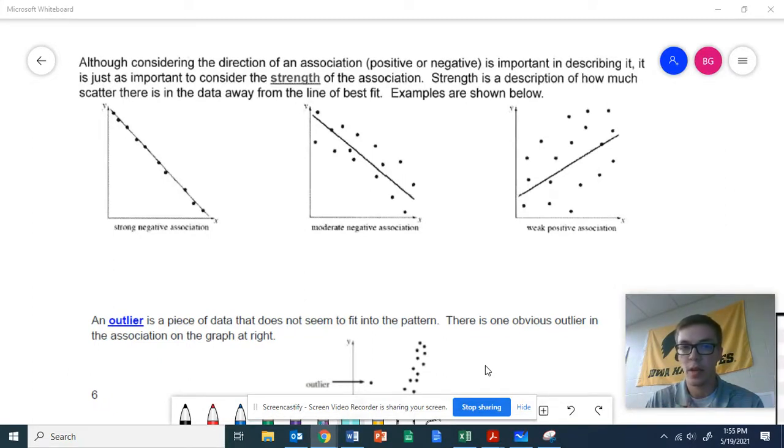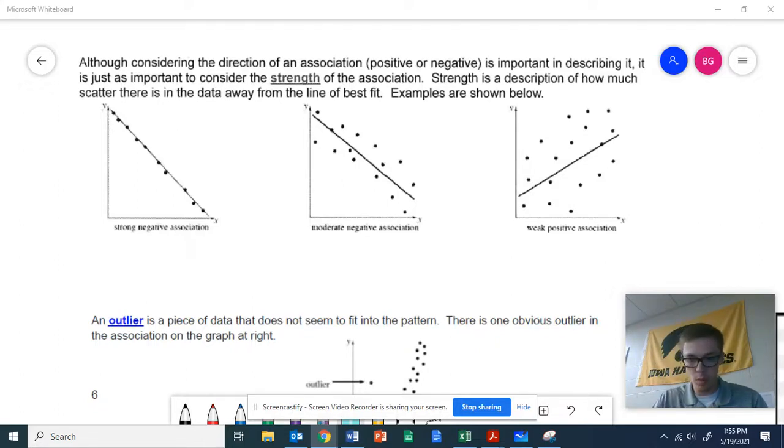And what strength means is you can kind of think of it as how close the points are grouped together. We will get to line of best fit, but some people think of how close the points are to the line of best fit. But I like to think of how close they are to each other. So you can see here on this far left one, far left is strong. They're very close to forming a line, and they align exactly. That's what we consider a strong one.